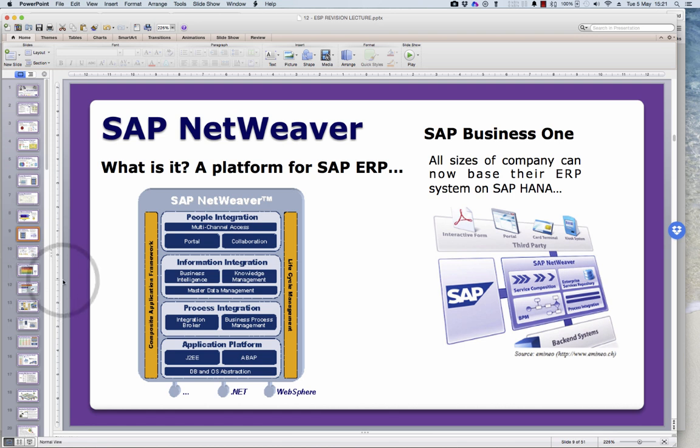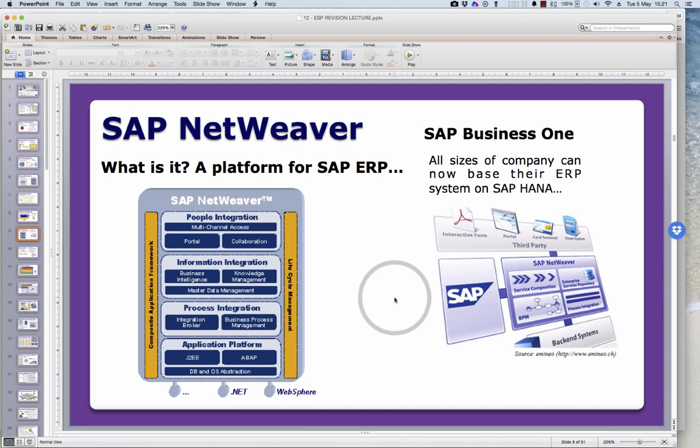So we looked at SAP NetWeaver. What is it? A platform for SAP ERP, certainly. SAP Business One, all sizes of a company can now base their ERP system on SAP HANA, but also you can now, at one stage, SAP Business One was not, it basically was still client-server.